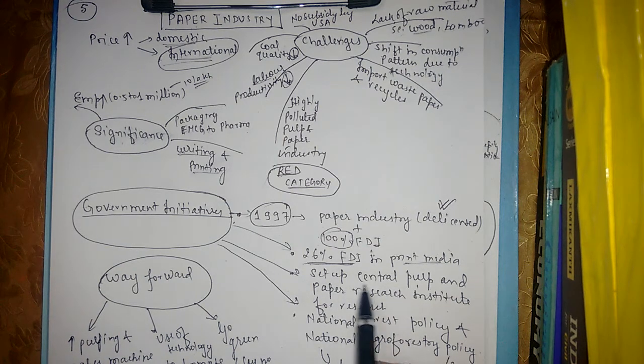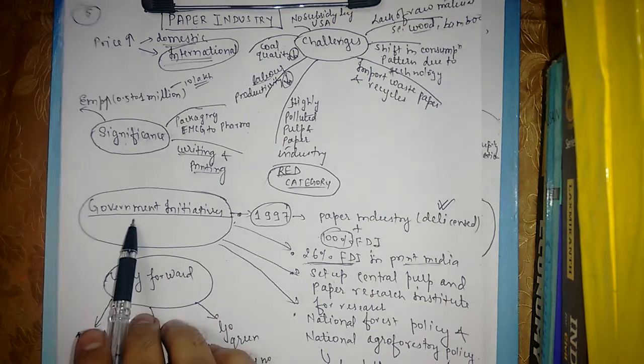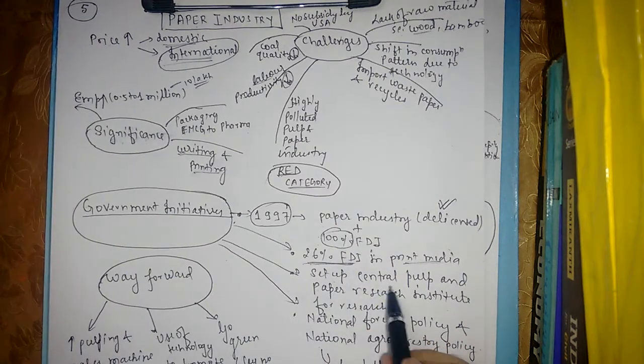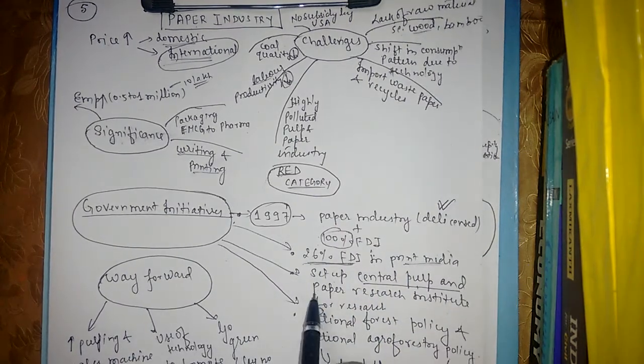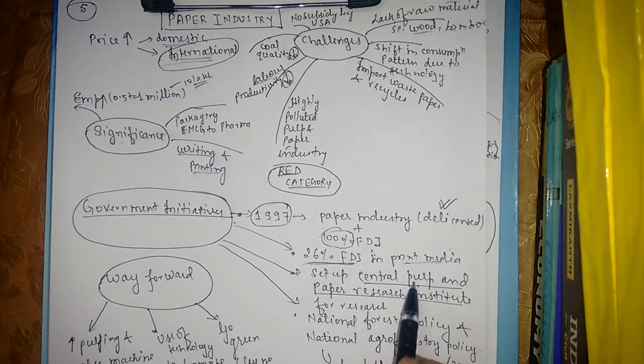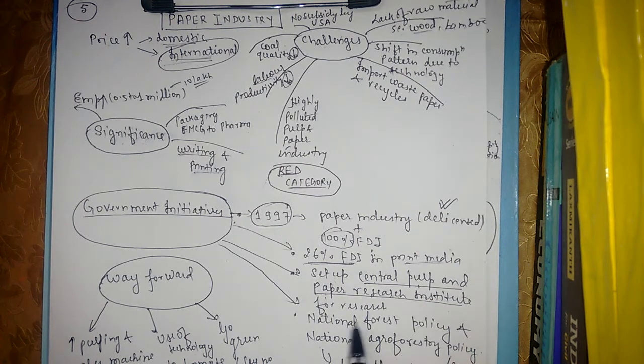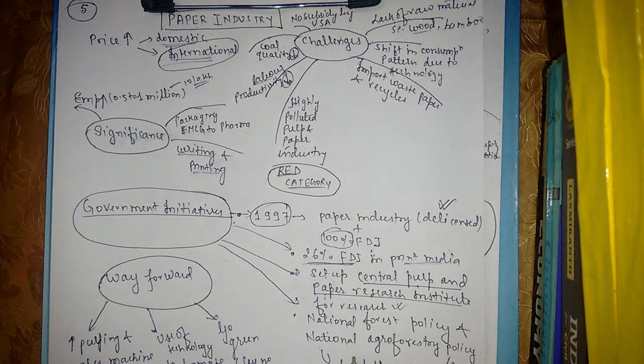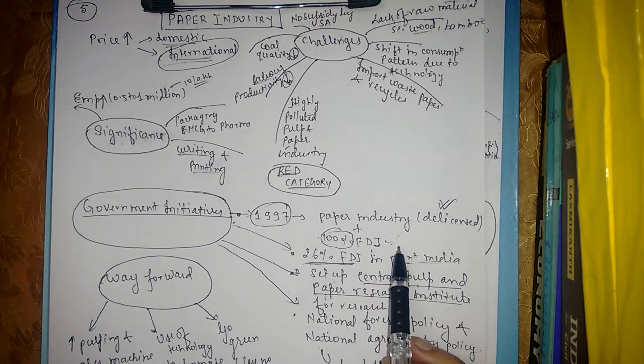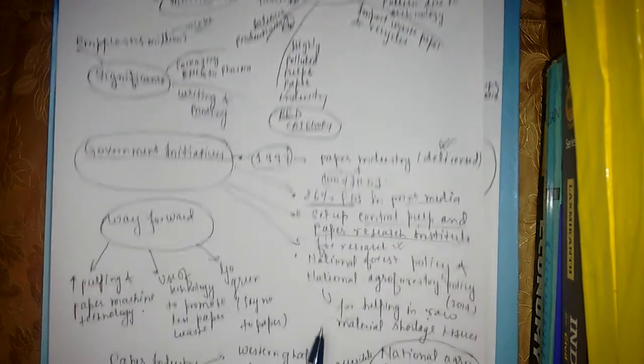The central government also set up the Central Pulp and Paper Research Institute, CPPRI, for research on how to decrease pollution of the environment. Later, due to technological advancement, it may be possible to stop 100% FDI imports and protect the environment also, right?